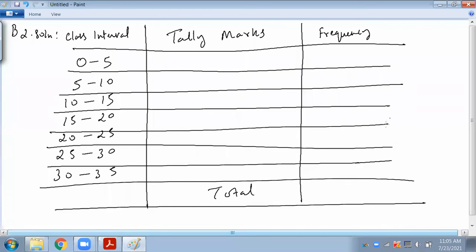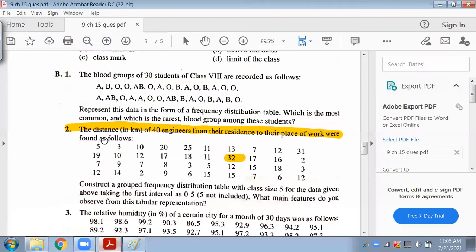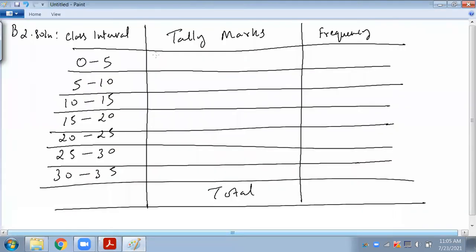Okay, we've done that. Now let's find the tally marks. How to find the tally marks? Like before, we'll cut. While cutting, don't cut the data row wise. Cut it column wise. First this column, next this column, and so on. So first cut the first column. First is 5. Cut it.